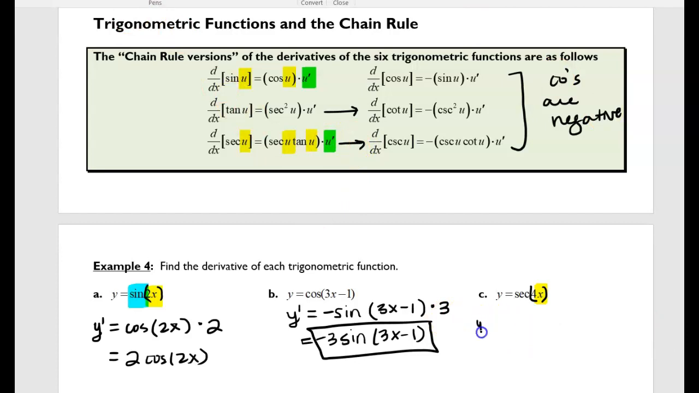So you'll have to be careful on this one. So y prime is secant of 4x, tangent of 4x. So secant tangent, but I leave that inside part the same. And then I multiply by the derivative of the inside. The derivative of 4x is just 4. So again, you'll see, we'll just rewrite it as 4 secant of 4x times tangent of 4x.